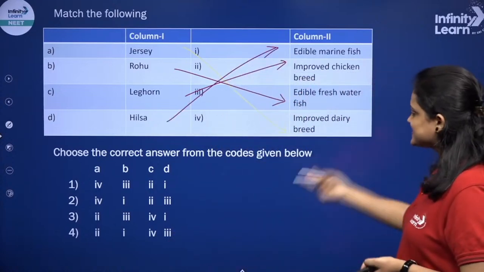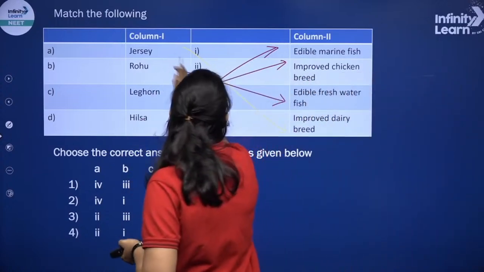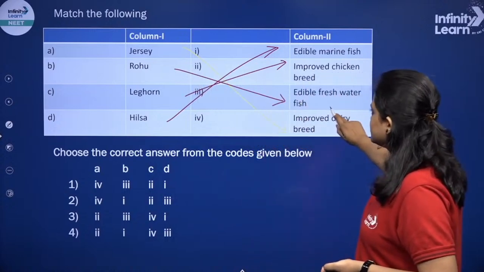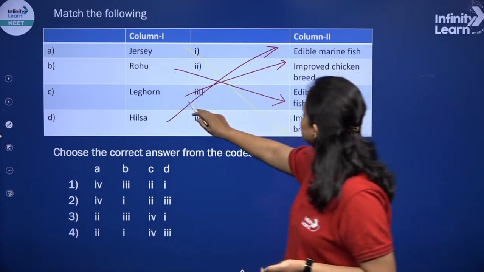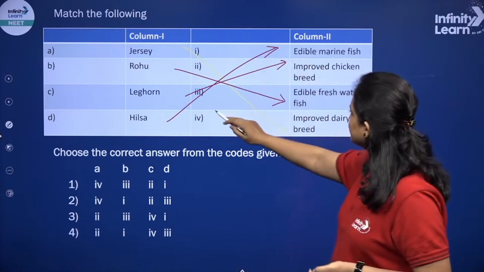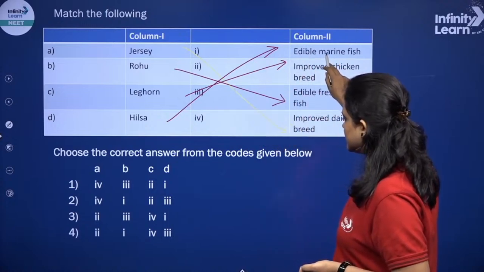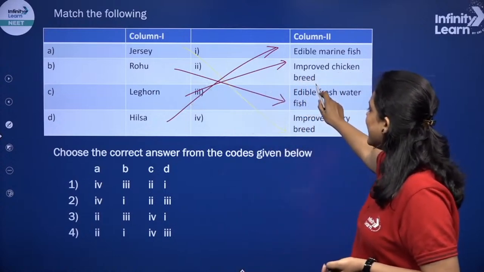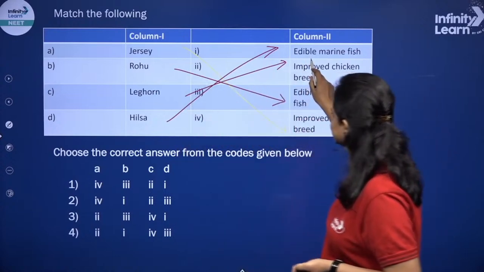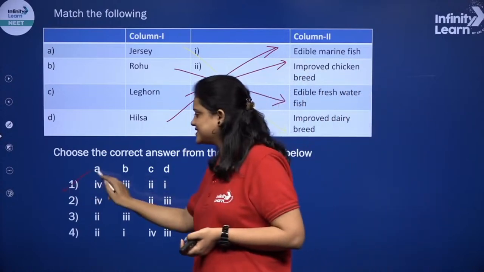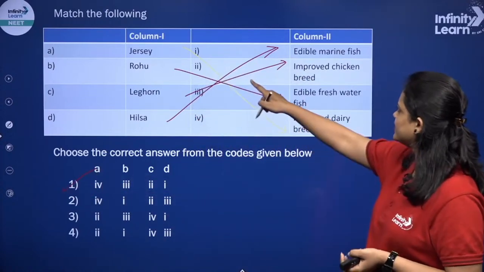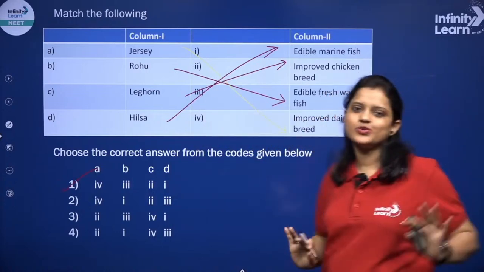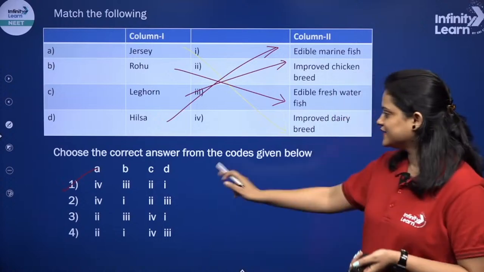Okay. So let's match it. A will be matched with 4. B will be matched with 3. C will be matched with 2 and D will be matched with 1. Okay, so the correct option is the first one. Let's check again. A will be matched with 4. Yes. B will be matched with 3. Yes, absolutely correct. So the correct option for this question will be the first one.